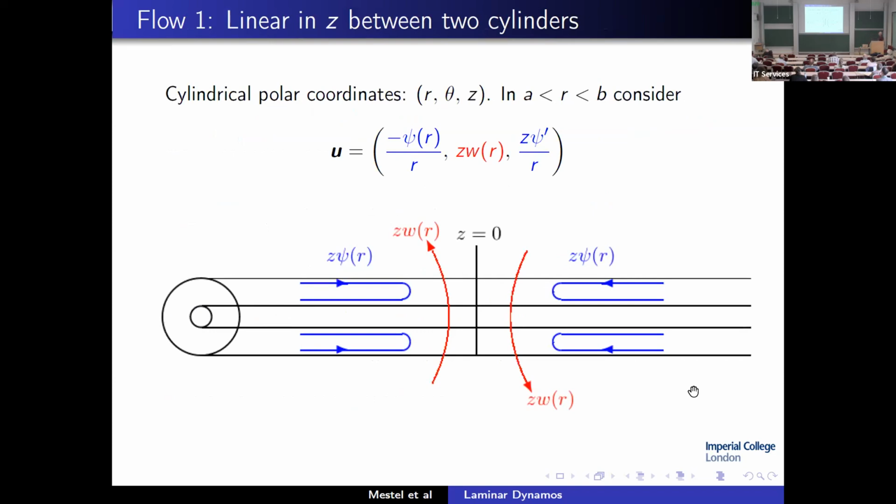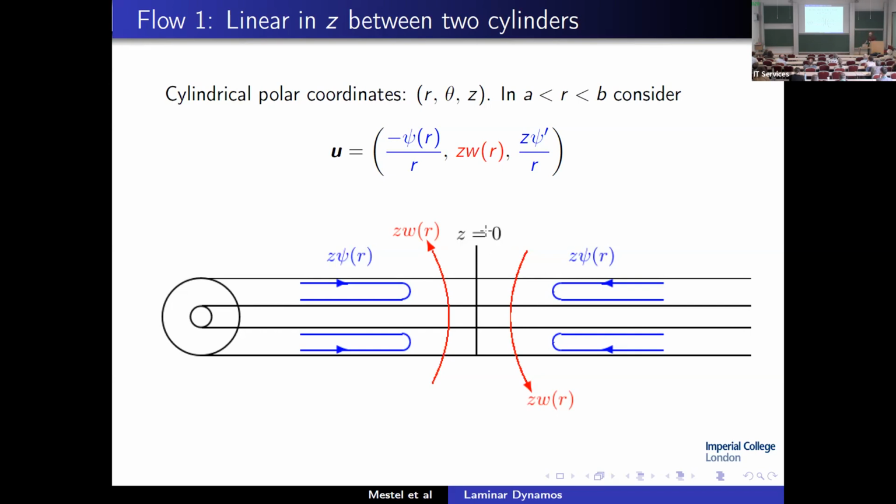So start with a slightly more complicated flow. z is now the coordinate we're going to be linear in. Using cylindrical polar coordinates r, theta, z, axisymmetric, no theta dependence, we're going to imagine we have this kind of flow between two solid cylinders, r equals a and r equals b. The toroidal velocity is then z times some function of r, which means it changes sign at some value of z. So what we're thinking of here is some sort of toroidal swirl which is changing sign somewhere. So there's a plane where it's 0. And then we're going to look for a sort of local solution around z equals 0.